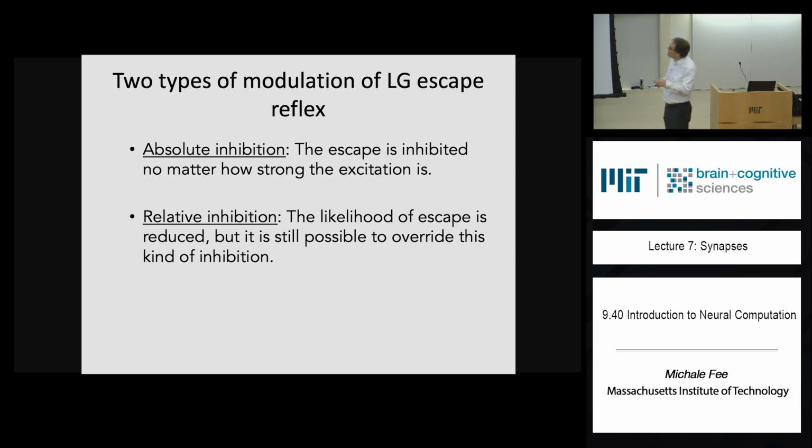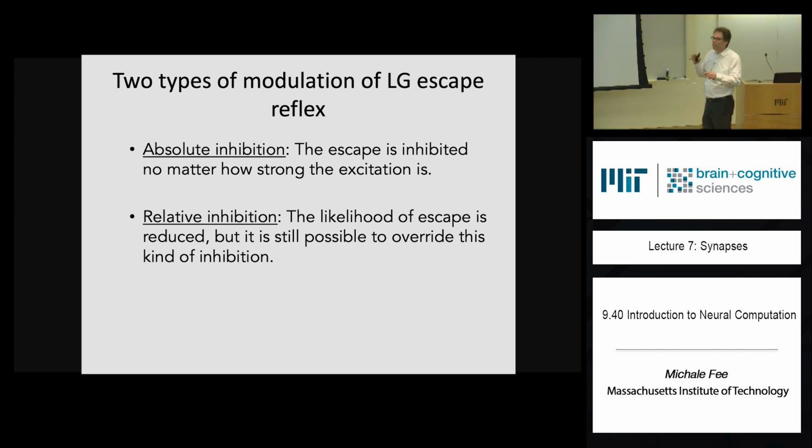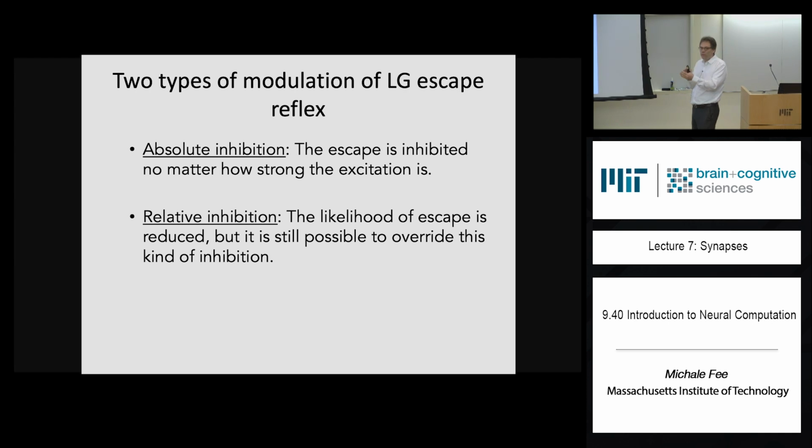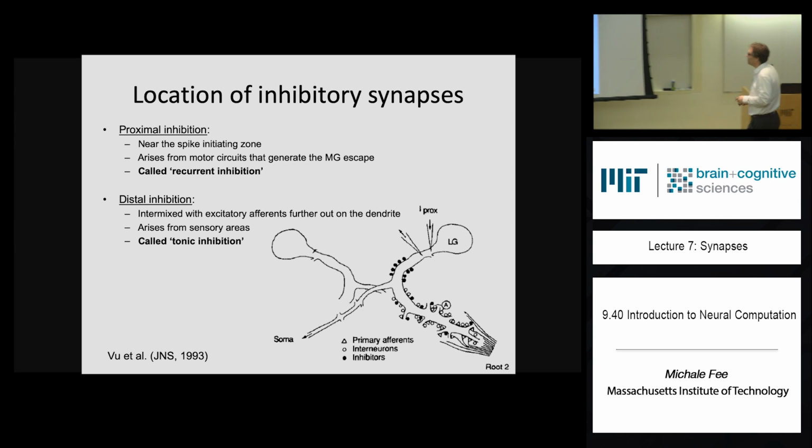There's this other kind of modulation where the likelihood of escape is just reduced, but the animal is still able to initiate escape if the danger is high enough, if the stimulus is high enough. And that's really the crux of the difference: some kinds of suppression of a behavior are absolute. No matter how strong the stimulus is, you don't want to allow that neuron to spike. In the other case, I'm just going to turn down the probability that I generate an escape because I'm eating. But if it looks dangerous enough, I'm still going to go. I'm just going to modulate the probability gently.